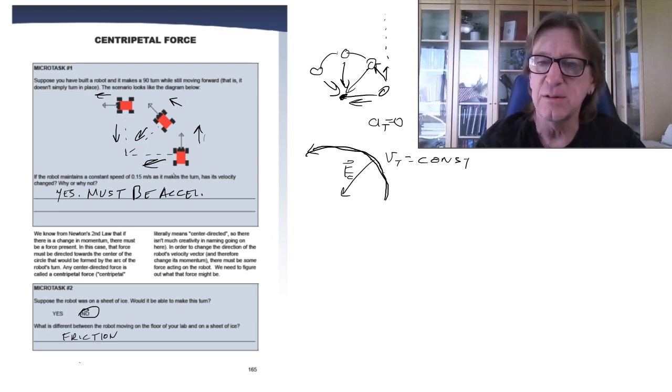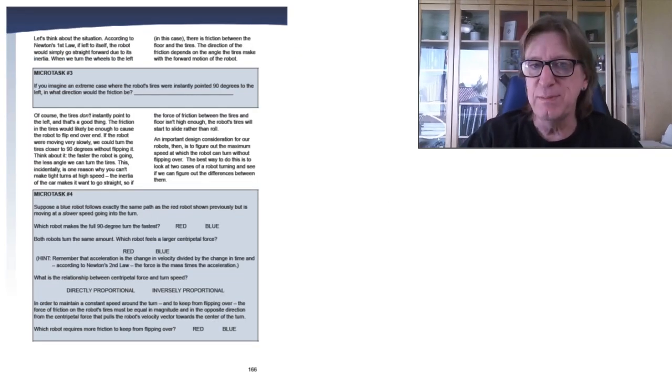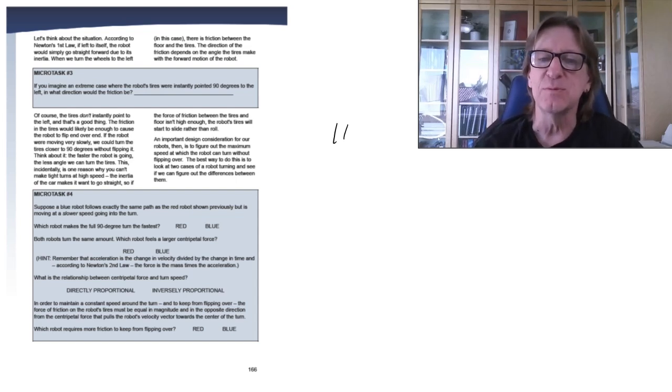All right, let's take a look on the next page. So let's imagine an extreme case. We're back on the lab floor, and let's imagine an extreme case where the robot instantly turned its tires 90 degrees to the right. So my robot is moving this way. We're looking down on it, and it's moving this way. And then it instantly turns its wheels this way.